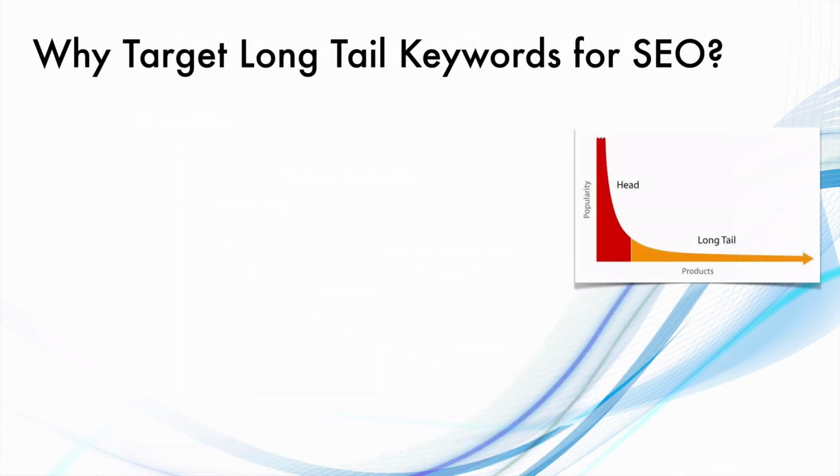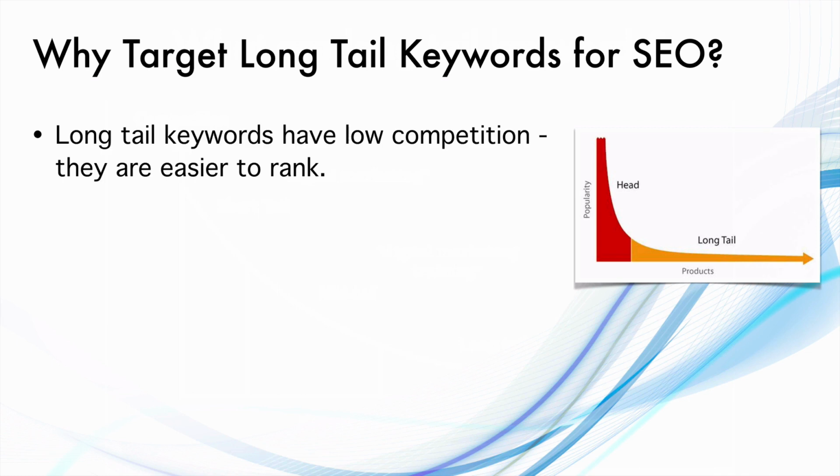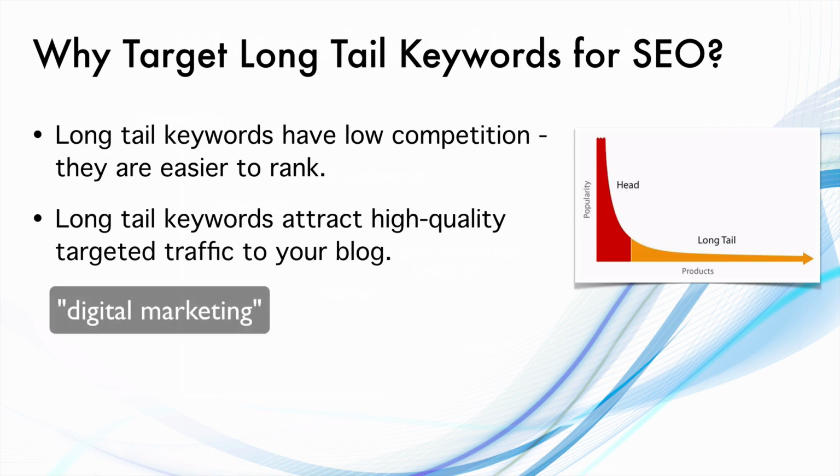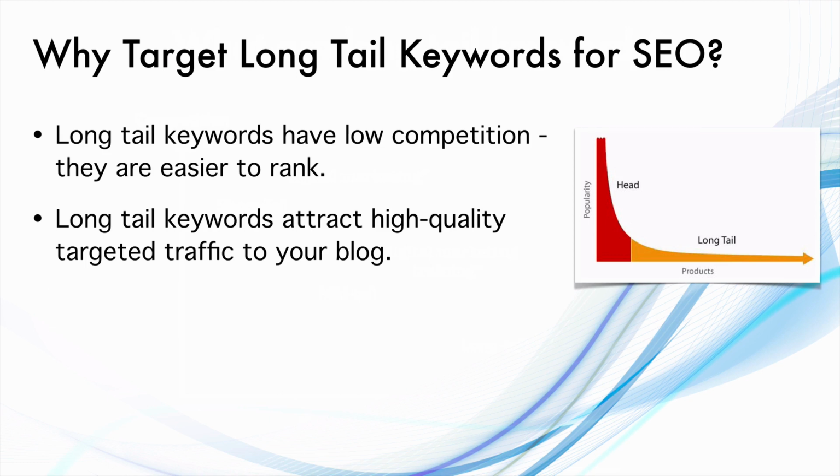So let's look at why target long tail keywords for SEO. Long tail keywords have low competition and they are easier to rank. Long tail keywords attract high quality targeted traffic to your blog. It is high quality because someone who is searching with several words in a search term is more likely to buy something than a person who just searches for a short keyword. For example, if someone is searching for digital marketing, you don't know whether this person is searching for digital marketing tools, digital marketing training or digital marketing blogs. So it is a little bit difficult to convert this particular online user into a customer.